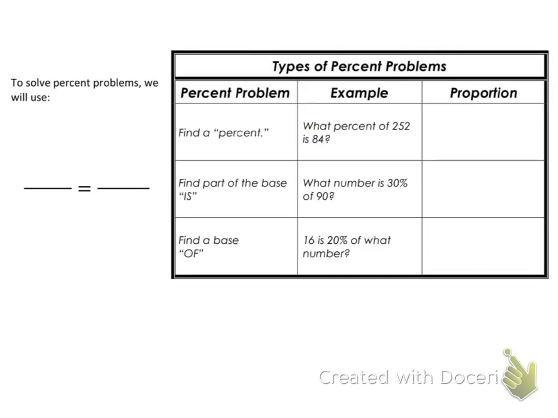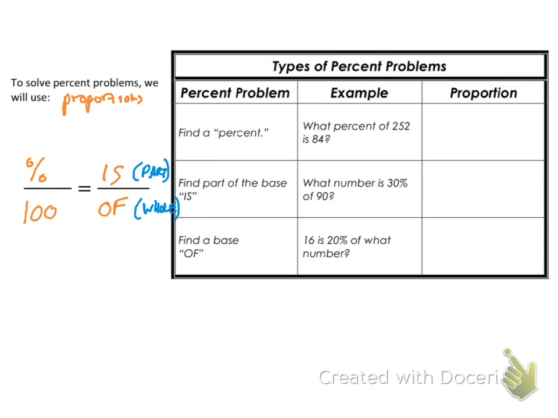So the main way we are going to solve percent problems is by using proportions. And the proportions are all going to look like this. We're going to have our percent, and our percent is always going to be out of 100. And then we have our is over of. The is is going to be the part, and the of is always going to be the whole. Because a percentage is part of a whole, the whole is just 100.